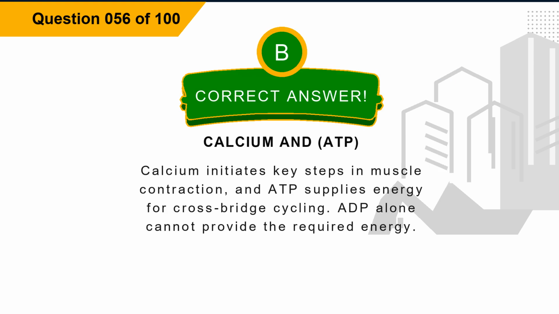The correct answer is option B, calcium and ATP. Explanation: calcium initiates key steps in muscle contraction, and ATP supplies energy for cross-bridge cycling. ADP alone cannot provide the required energy.